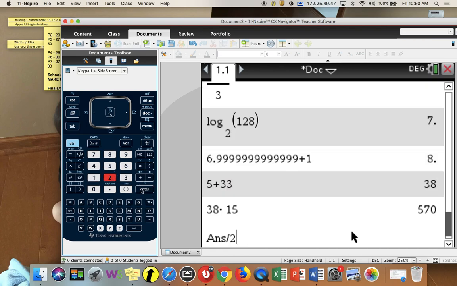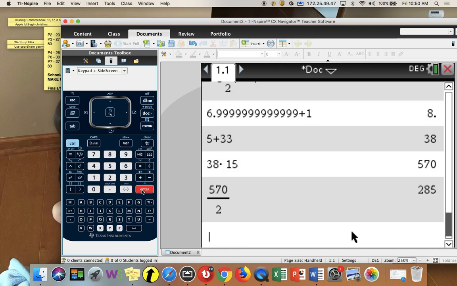Divide by 2. So the sum of the first 15 terms is 285.